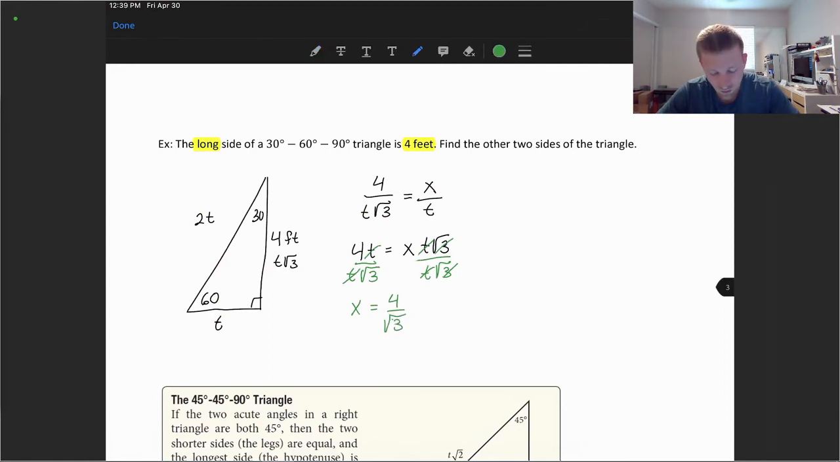If I want to think about rationalizing that denominator, we can multiply by the root of 3 over the root of 3. We'll do this quite often. And this final result we can say is 4 root 3 over 3. So that would be my short side there, 4 roots of 3 over 3.